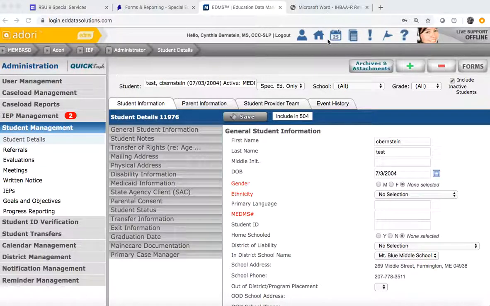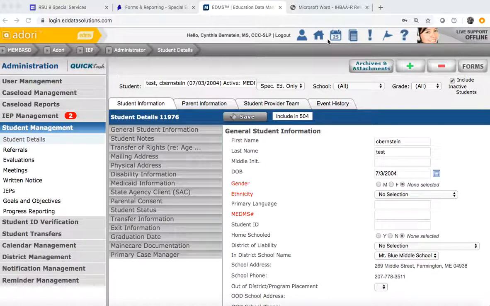Hello, this quick vid is about the new referral form. We're going to be using the state referral form. It's not a required form, but we'll be using it in place of our old referral form, and this is going to show you where to find it and how to get it to general education teachers, and also how to answer any questions that they may ask.